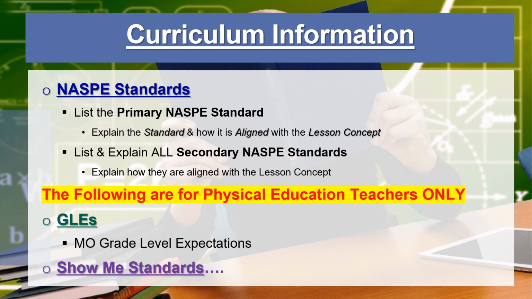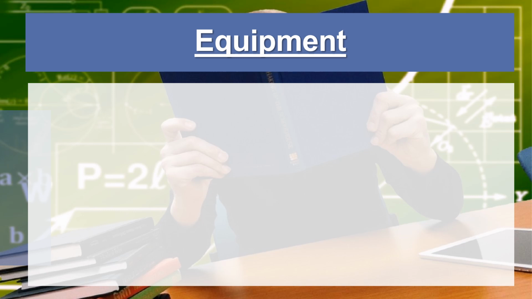So you'll do that for both sides of that Show Me Standards document. If you don't explain how it applies, or you don't explain it, you didn't do that right. If you don't understand how to do this, make an appointment with me in the office in the next week and come by and see me, and I'll explain how to do it. So in the curriculum information, remember, everybody does the NASB standards, and only the PE teachers need to do the GLEs and Show Me standards.